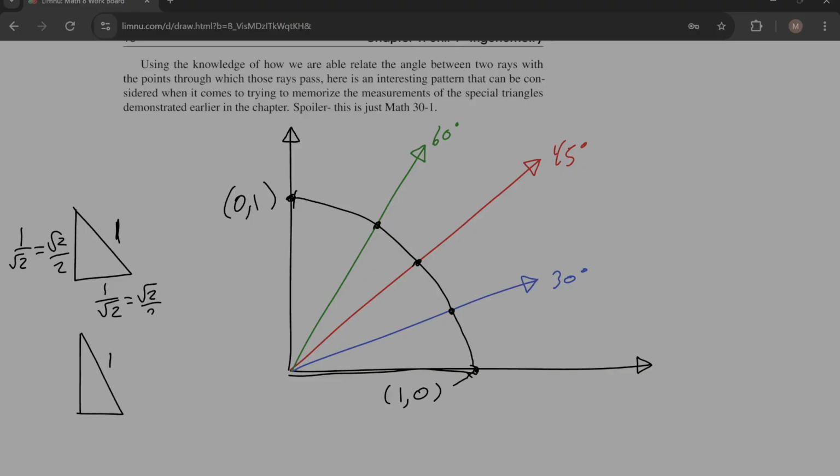Root 2 over 2. Okay, for this one, it's a little easier. To go from 2 down to 1, I have to divide by 2. So 1 becomes 1 divided by 2, 1/2. And root 3 becomes root 3 divided by 2, which is what it is. There's nothing more to say there, I guess. So if this is our line, as I go through on my 30-degree angle, that point matches with our opposite being 1/2 and our adjacent being root 3 over 2.